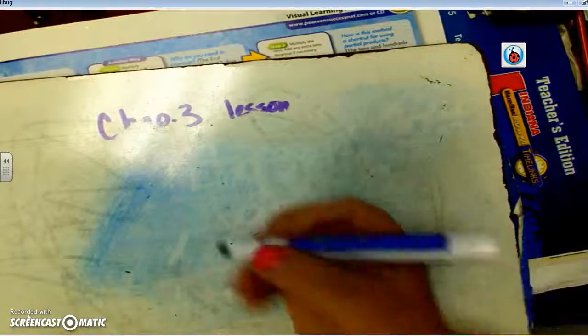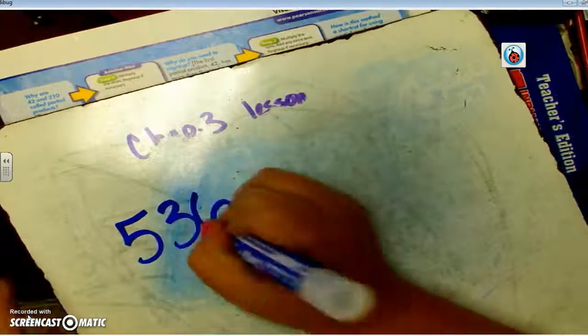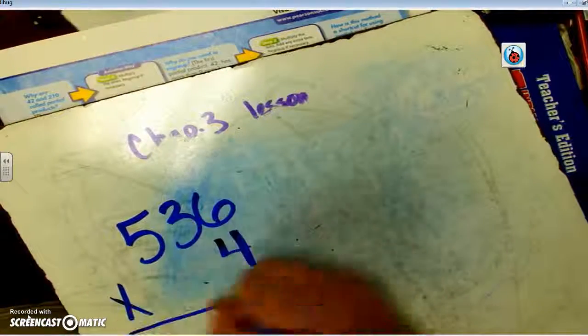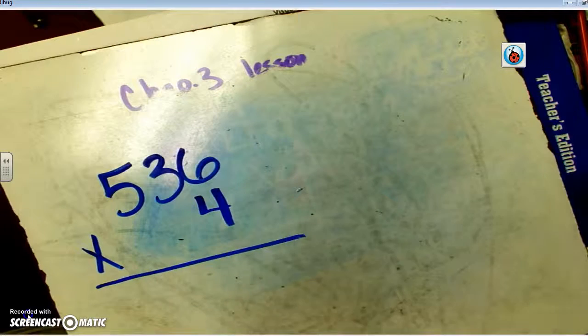Okay, so what if I have 536 times 4? 536 times 4. First of all, you all do this on your board. You can do this. I want you to just do regular multiplication. I don't want you to use partial products. 536 times 4. Let's quickly go through this.